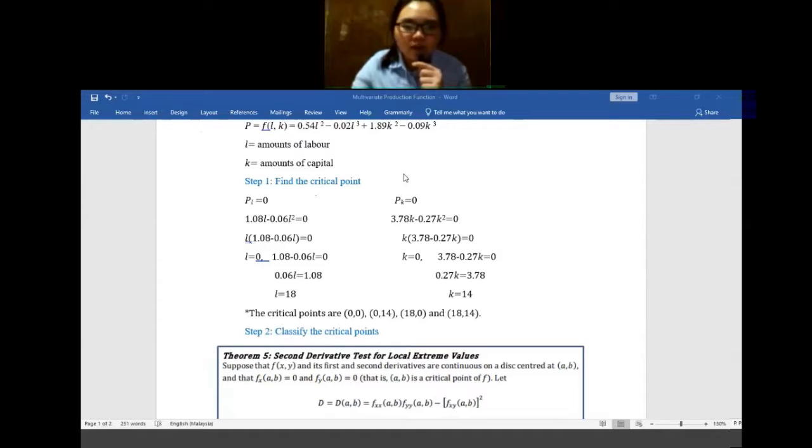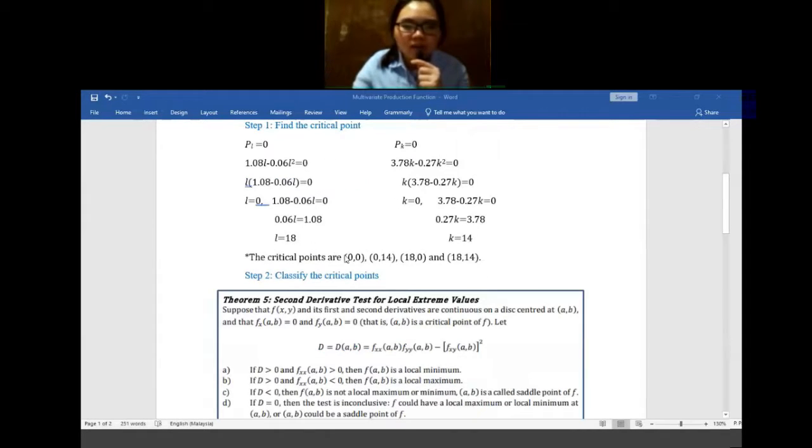Next, we also need to find the first derivative of the function P with respect to K equals 0. And the derivative is 3.78 K minus 0.27 K squared. And the answer of K is 0 and 14. So the critical points are (0, 0), (0, 14), (18, 0), and (18, 14).